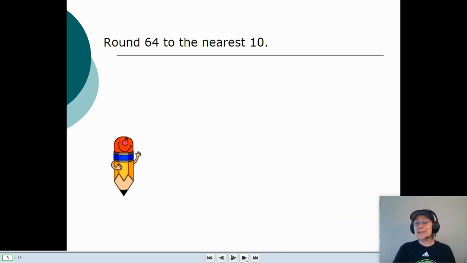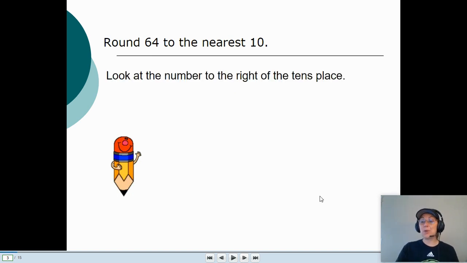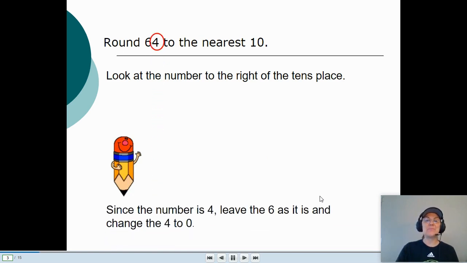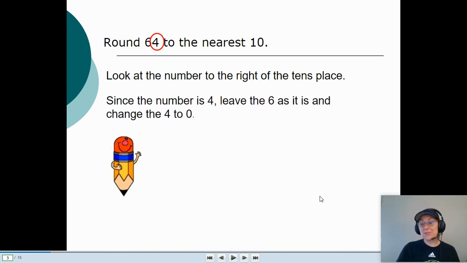So let's look at rounding 64 to the nearest ten. Look at the number to the right of the tens place. Notice that it is a 4. Since the number is a 4, we're going to leave the 6 as it is and change the 4 to a 0. So 64 rounded to the nearest ten is going to be 60.